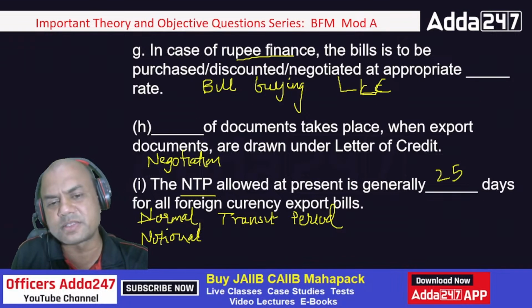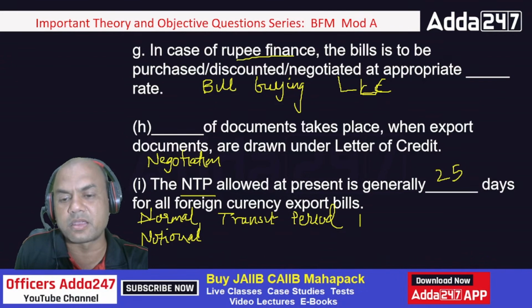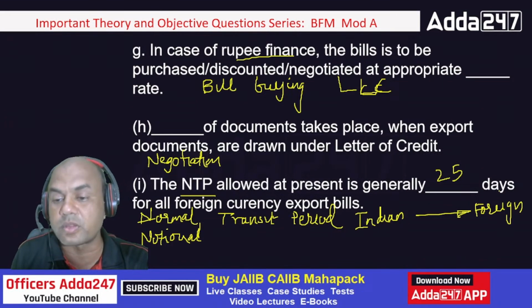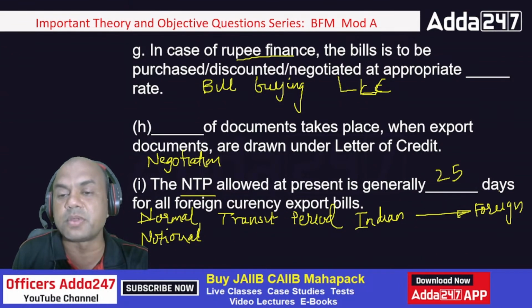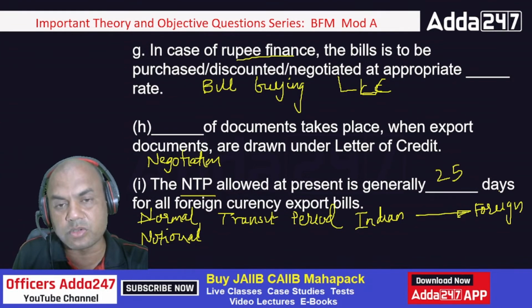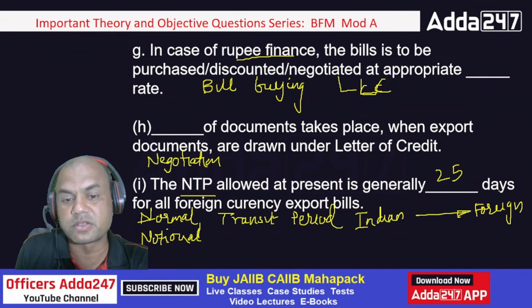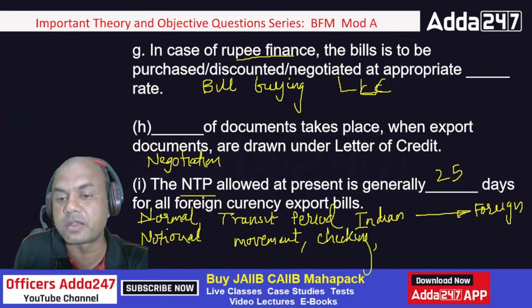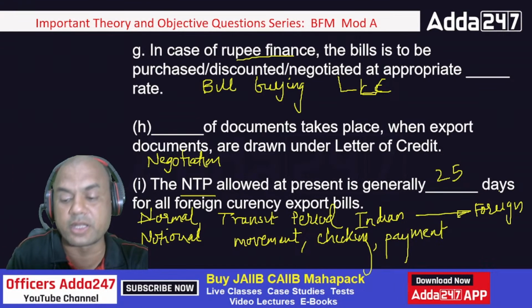What is NTP? NTP means documents move from the Indian bank to the foreign bank, the issuing bank in case of LCs. It's only the documents of the exporter that go to the foreign bank. Then these days are known as NTP. Not only these days, the foreign bank checks the documents and then pays. So NTP includes three parts: movement, second, checking, and third, payment. All three parts are included in NTP, and that is known as 25 days as per FEDAI.